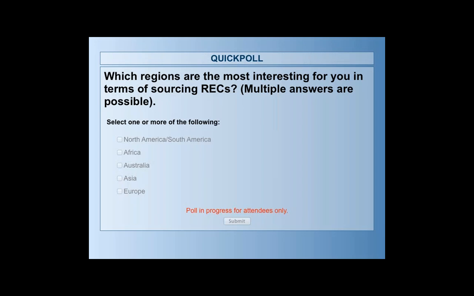Okay, and now for our final poll, which regions are the most interesting for you in terms of sourcing RECs? North America or South America, Africa, Australia, Asia, or Europe? I'll once again give you a second to answer this question.